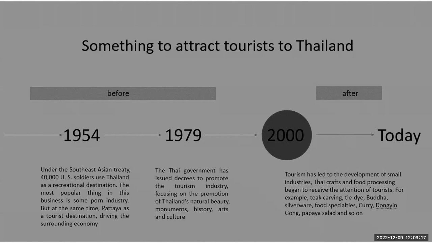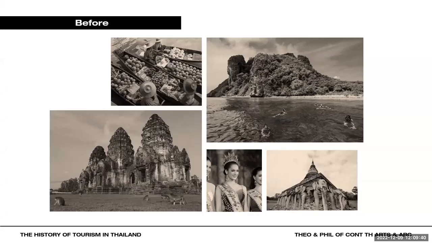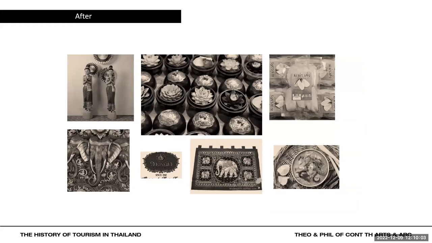For example, the food, curry, tie-dye, and some traditional foods. People care for the native products, like the herbs and the old sites. And after the 2000s, people also increase the high class products, including food and so on.